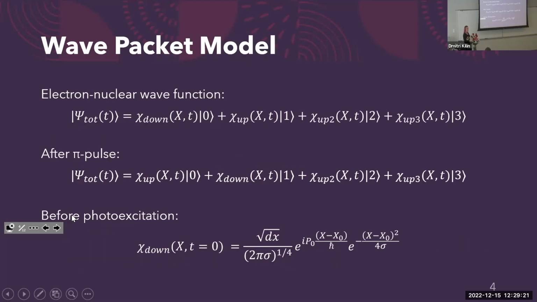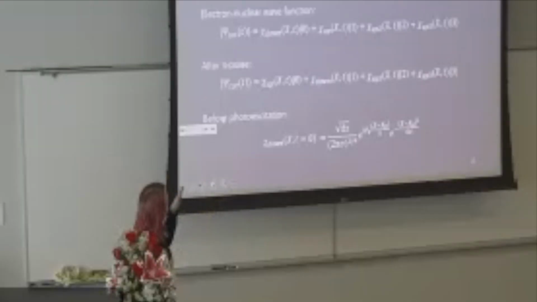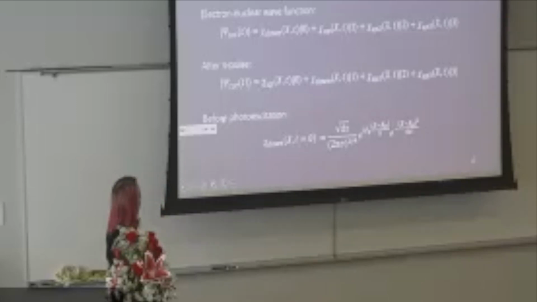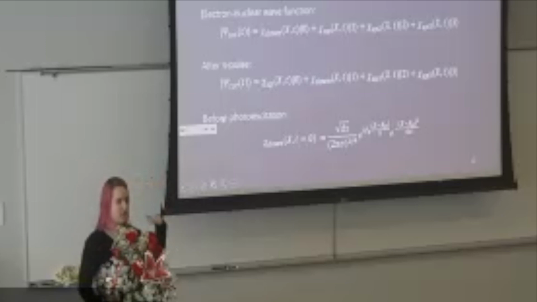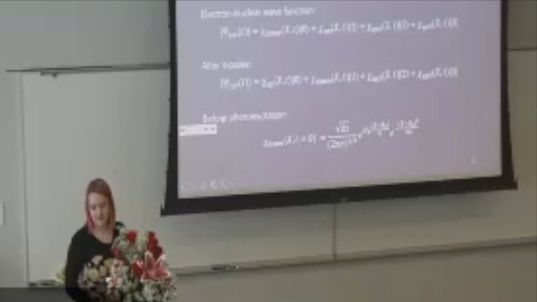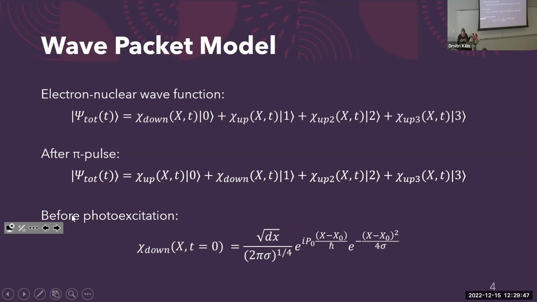So these are the equations that I mainly focused on. We have the main electron-nuclear wave function, which has all of the different states, 0 representing the ground state, and 1, 2, and 3 being the first 3 excited states. And then we have the partial nuclear wave functions, which are all of these right here.